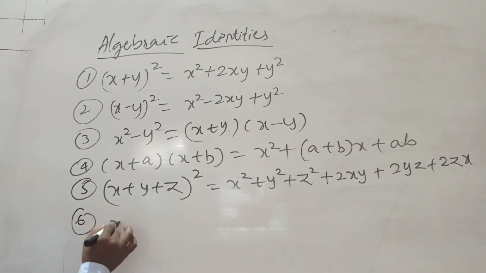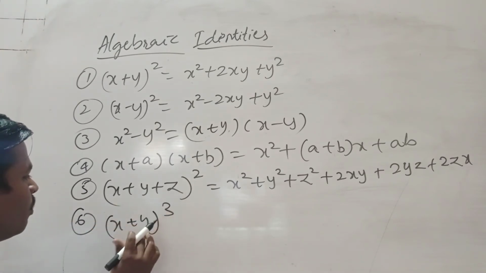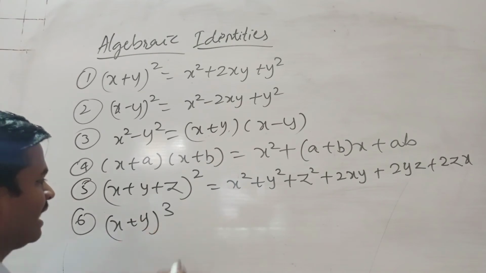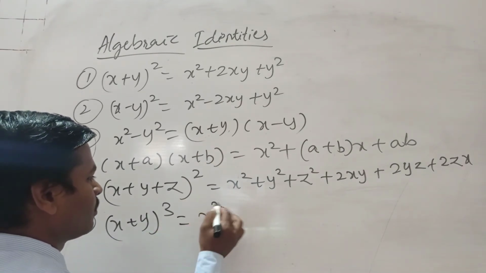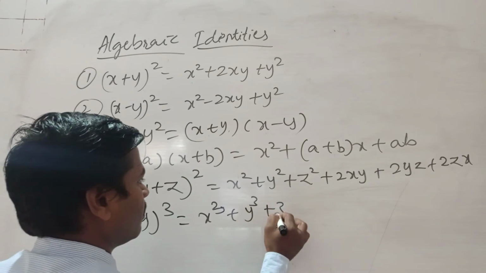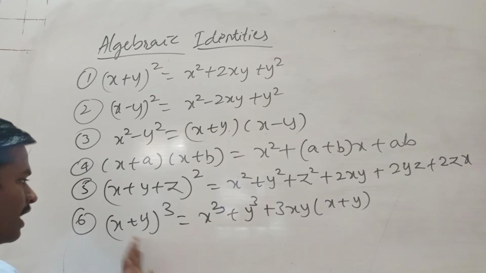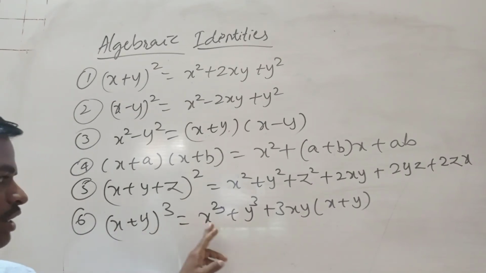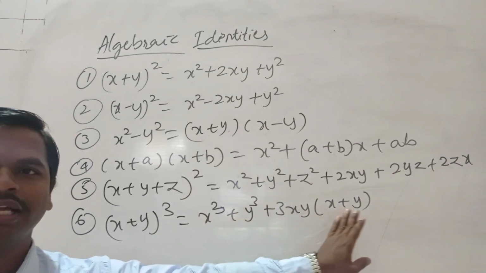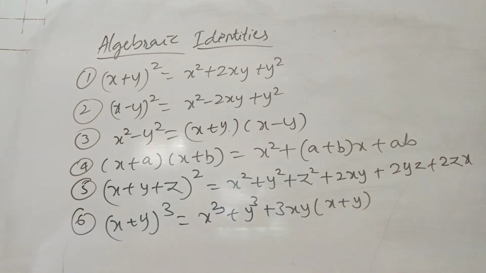The sixth one is (x + y) whole cube. Cube is a multiplication of three times. (x + y) whole cube equals x cube plus y cube plus 3xy into (x + y). One more is there.